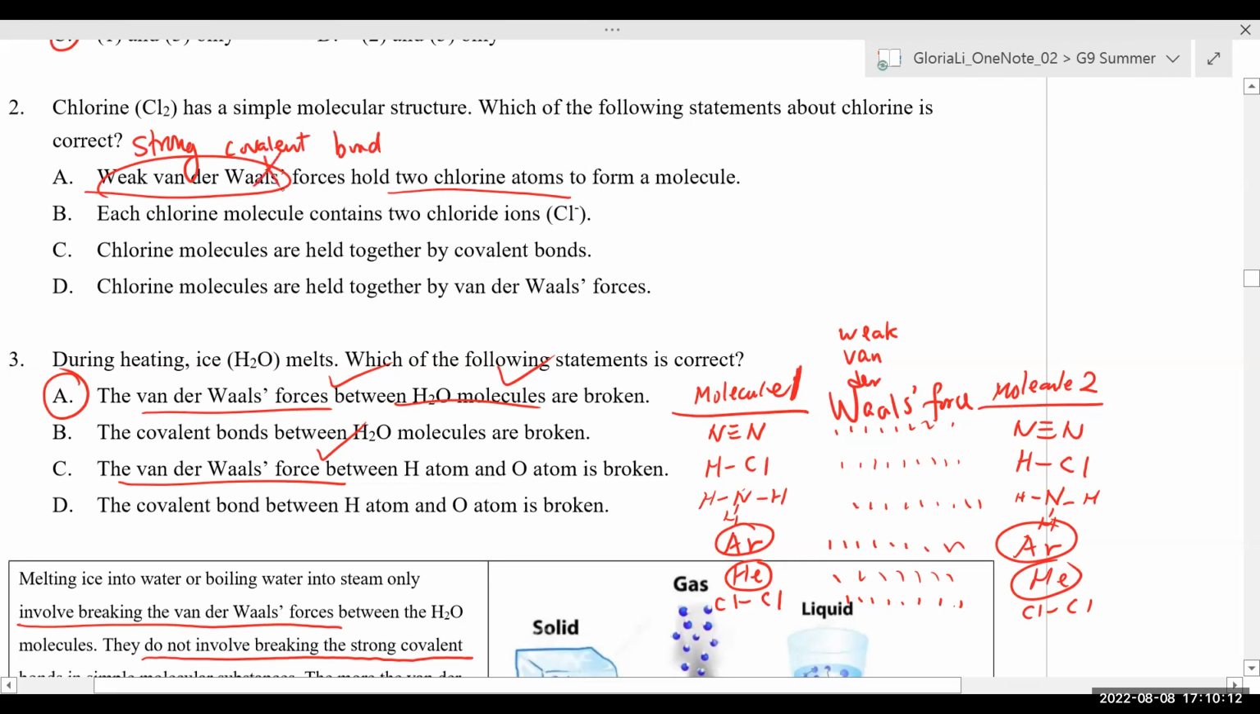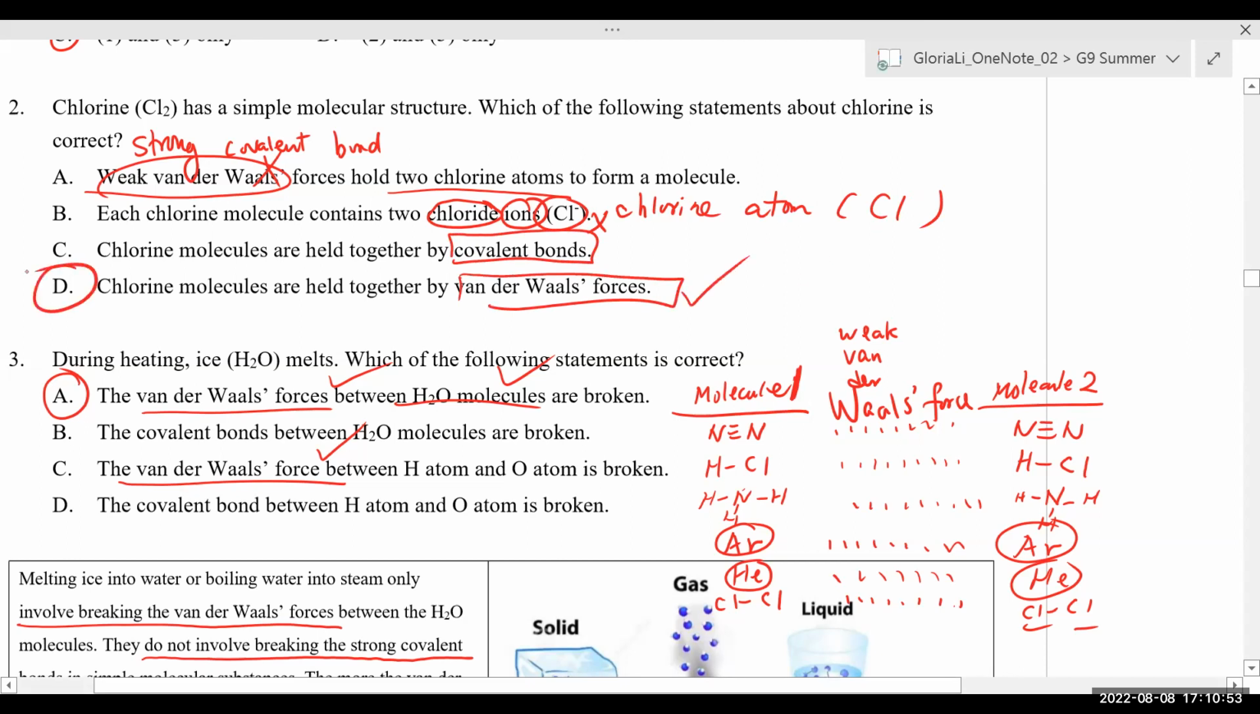So that's wrong, right? And then for option B, each chlorine molecule contains 2 chloride ions. Do you think these are called ions? No, right? Ion only happens in an ionic compound. So it should actually be called a chlorine atom, and then the symbol will be Cl. So this is also wrong. C, chlorine molecules are held together by covalent bond. So it will be wrong. The chlorine molecules should be held together by van der Waals force. So the answer will be D.